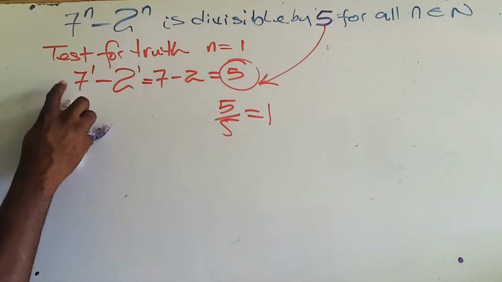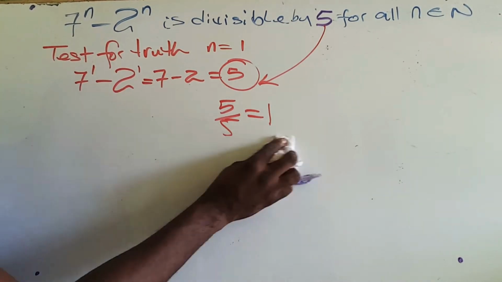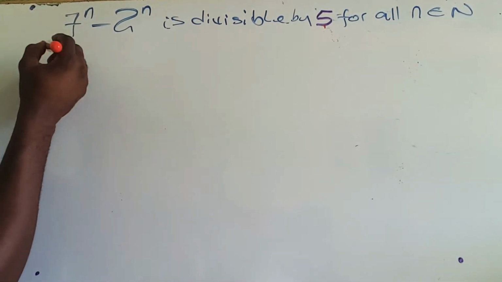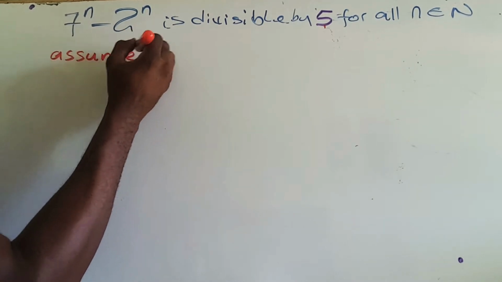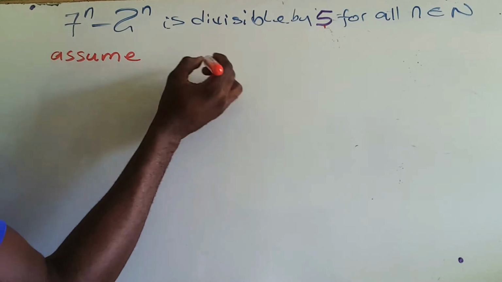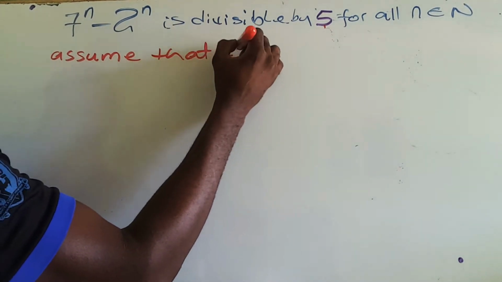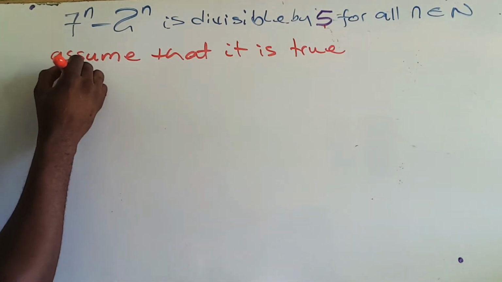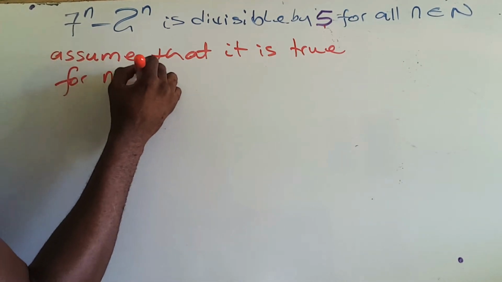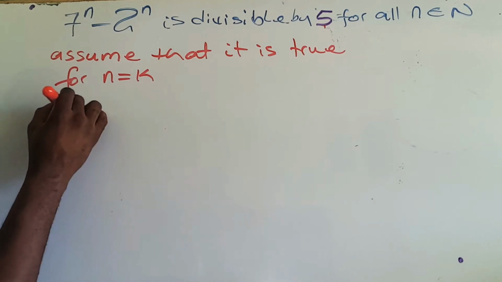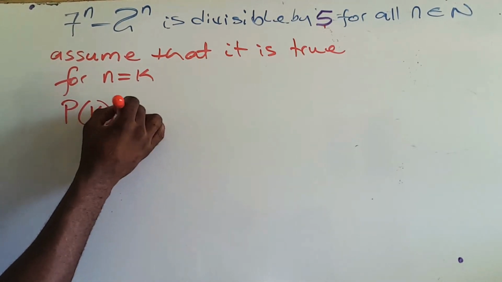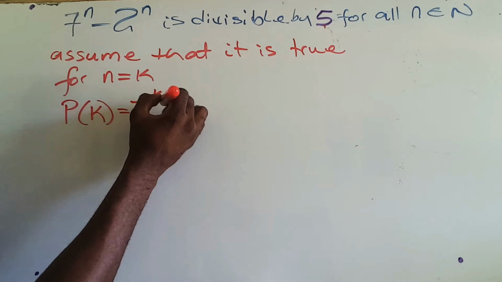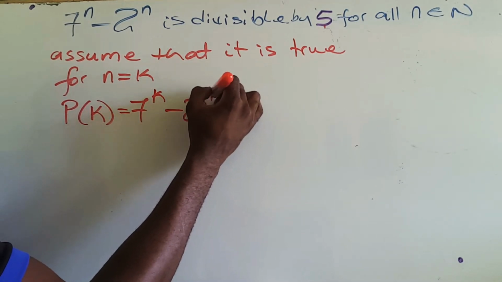Alright? Because we are aware that the basis is true, what we're going to do now is assume, step 2, that this is true. It's an assumption for n equal k. So basically I'm doing a P of k. The k is going to go where the n is. So it's going to be 7 raised to the k minus 2 raised to the k.